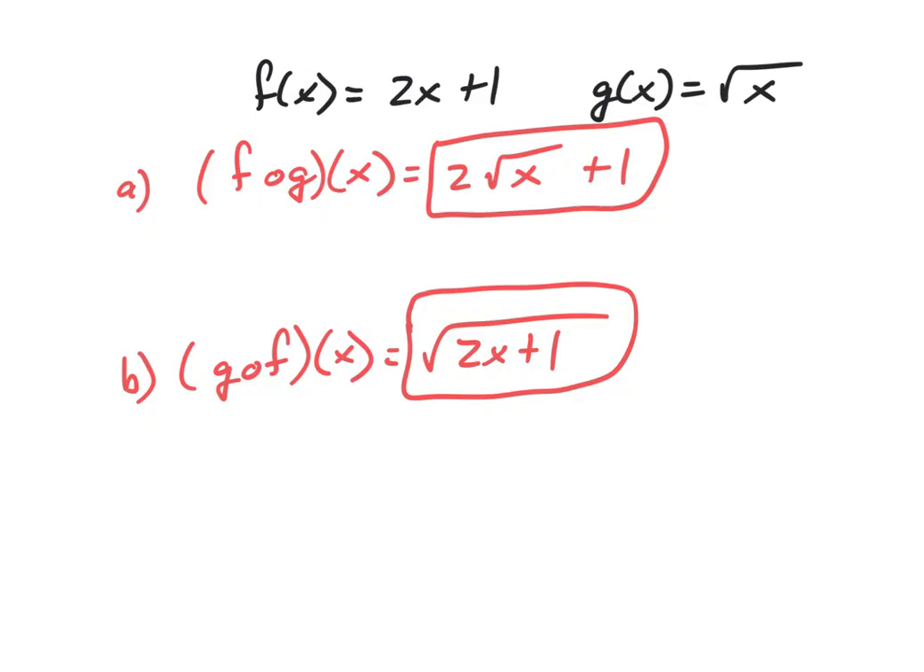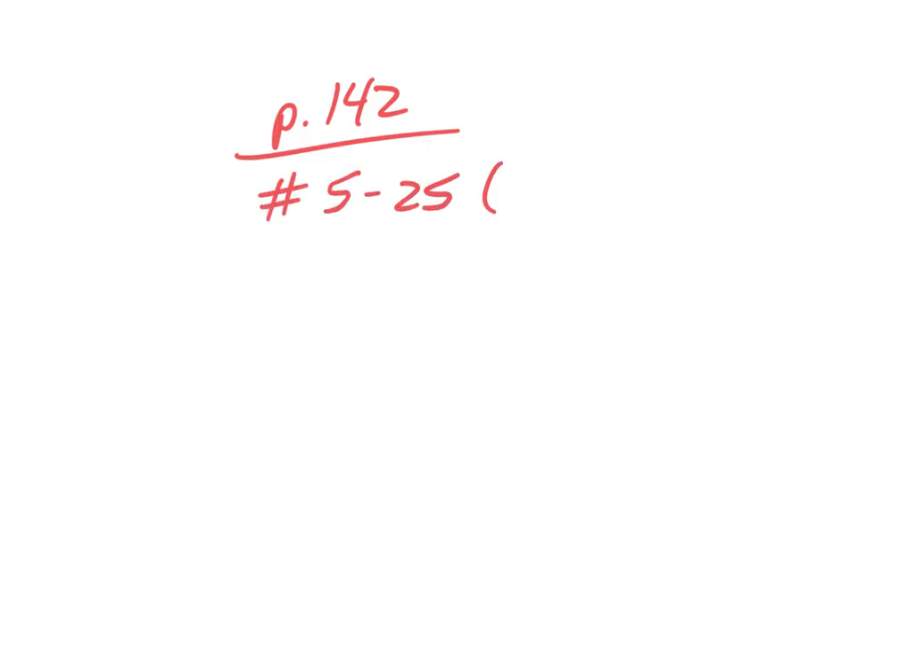That's it. That's compositions. And I'm going to give you a pretty short assignment today, too. 5 through 25, going by fives. So just 5, 10, 15, 20, 25. Some of them have multiple parts to them. So there's only 5 questions, but kind of like we did on some of the examples, there's multiple parts to a couple of them.